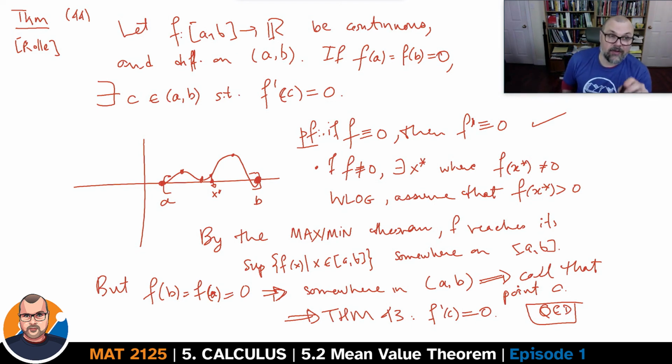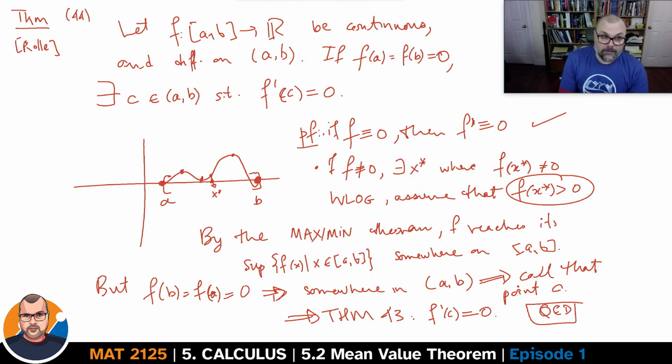then the Max-Min theorem kicks in. Because you have a continuous function on a compact set, you know that the function reaches its supremum somewhere in the interval. And the supremum has to be greater than 0 because of this assumption here. Or at the very least, it has to be different from 0. You're going to be using the min part of that. It could be reaching its minimum at some value which is not equal to 0.